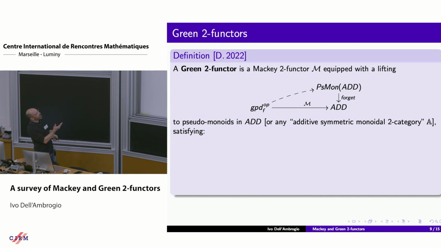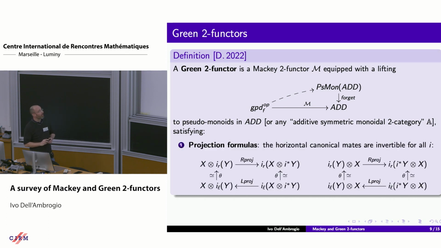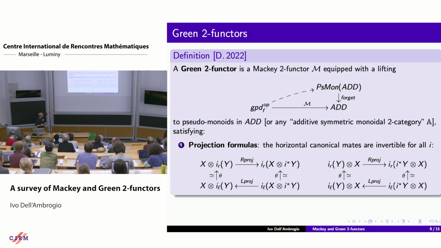or you could take any suitable additive symmetric monoidal 2-category A as a target, and then you also have such a 2-category of pseudomonoids, right? And then you want them to satisfy one axiom, only one, which says that you have projection formulas, which means here you can construct 4 horizontal maps, which I call R-proj, R-proj, L-proj, L-proj. The 2 R-proj are constructed using the right adjunctions, and the 2 L-proj are constructed using the left adjunctions for every i. And you want them to be all invertible, okay?